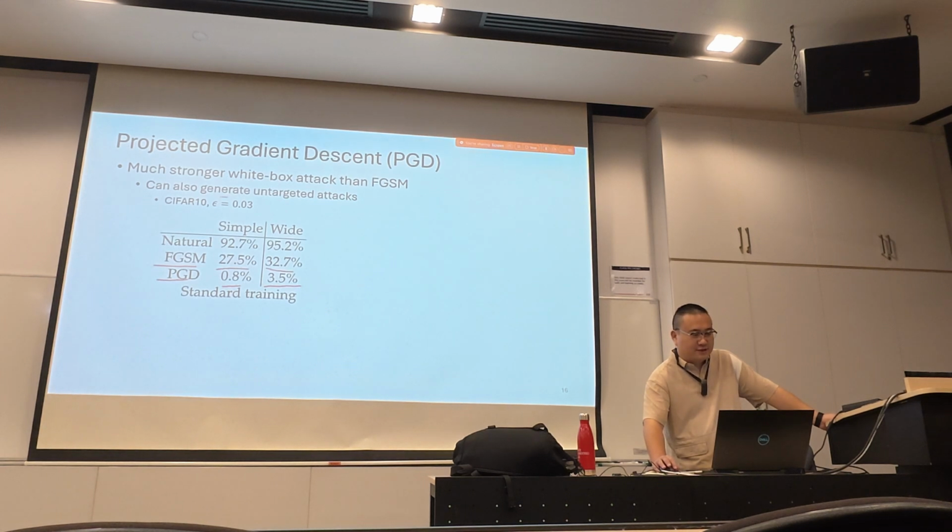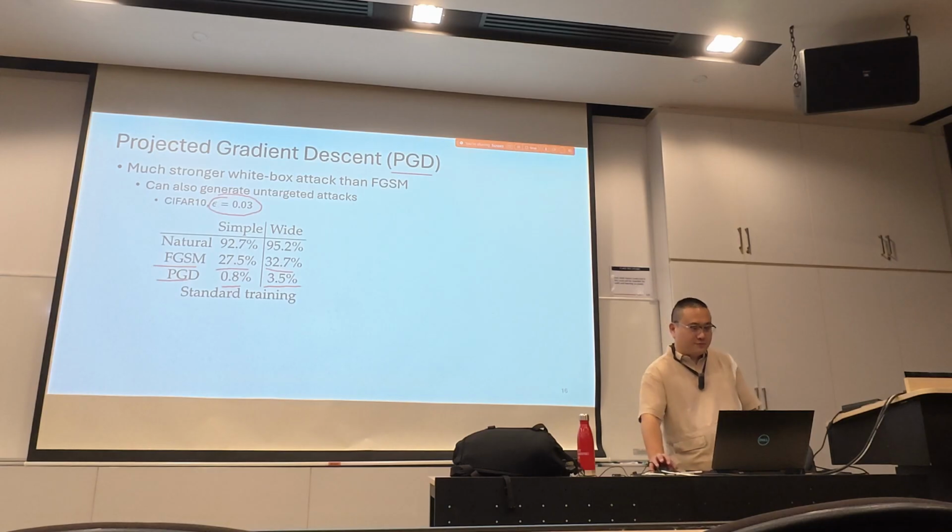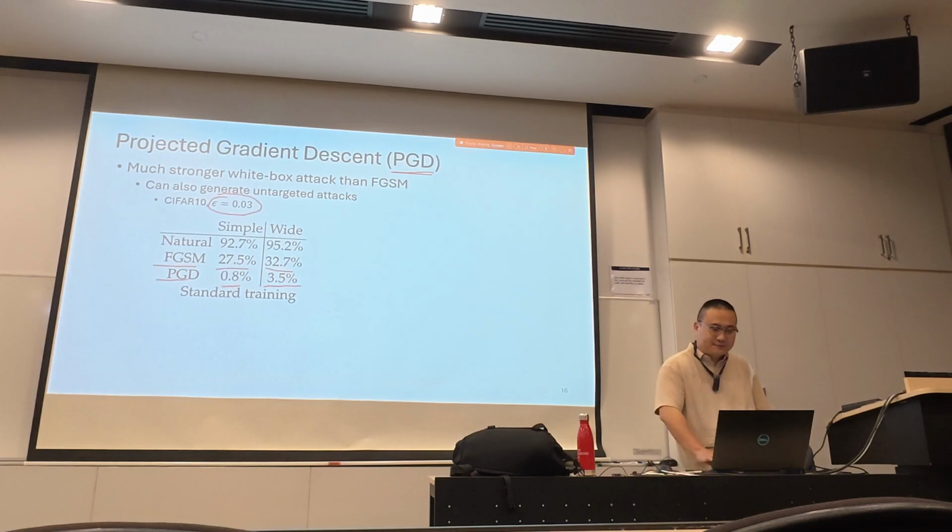And this is under the same constraint for the perturbations. So this means that using PGD, we can achieve much better attacks compared to FGSM. This is very straightforward, because with PGD we just run FGSM multiple times, so it is very natural that we can achieve better results. Any questions about PGD?